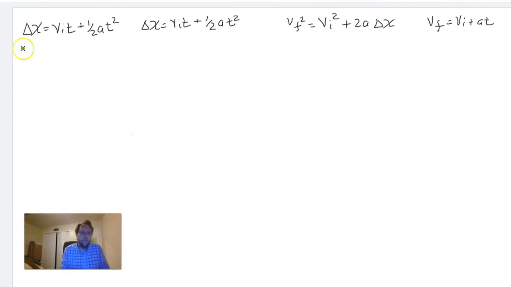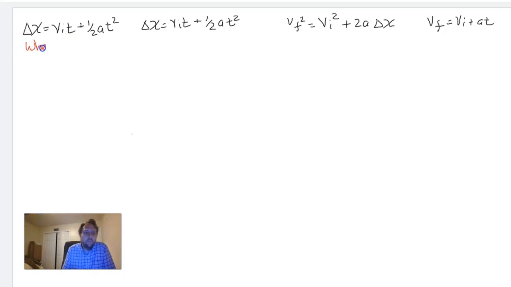I want to focus right now on the formulas, not on that question. So here we have delta x equals v_i t plus 1/2 a t squared. I wrote that one twice. And then we have v_f squared equals v_i squared plus 2a delta x, and v_f equals v_i plus at. So essentially our three formulas I talked about from the beginning with our formula sheet and how we use them. However, we have this one twice, and there's a reason for that.